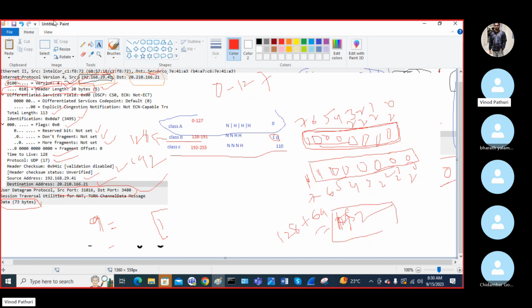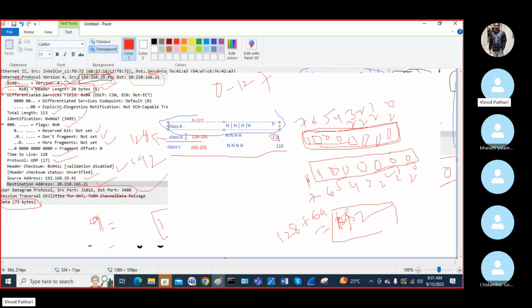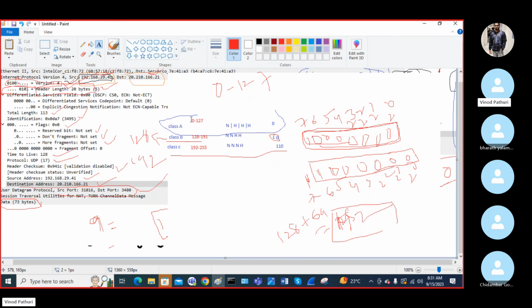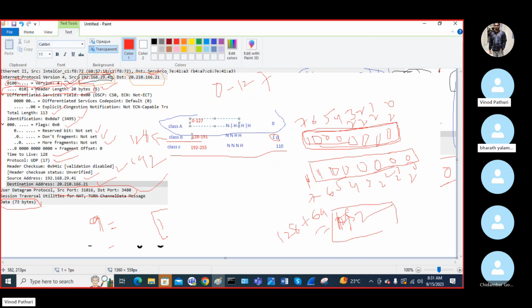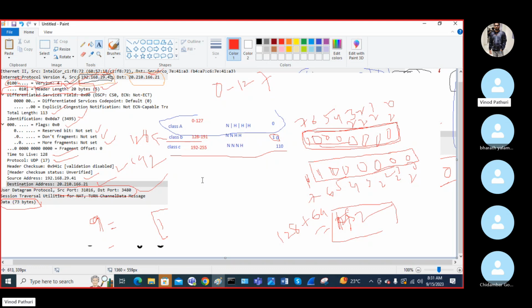So they'll ask you what the class A, B, and C ranges are, and you can say how they are calculated. The first bit is always 0, the first two bits are always 1 0, and the first three bits are always 1 1 0. So they took a single octet, divided it into three parts, and concluded three classes. Class A is 0 to 127, class B is 128 to 191, and class C is 192 to 255. Let's hope you got it.